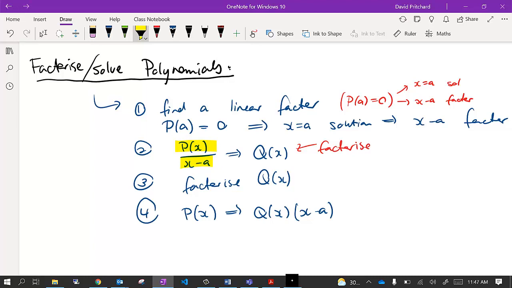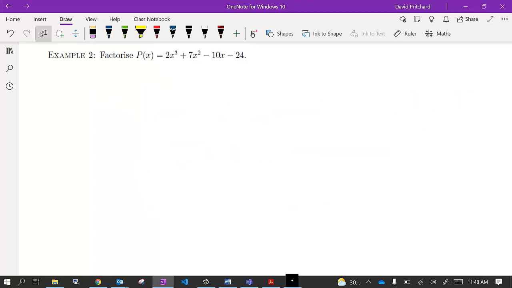Now this works well because of factor theorem, the remainder is 0. There is no remainder here. So what's left over is a perfect polynomial. That polynomial can then be factorized. The idea is that this might be a quadratic. We can factorize that quadratic, and then we can state our final answer, which is that linear factor and the new linear factors that have been determined by factorizing that quotient. So let's look at this in practice.